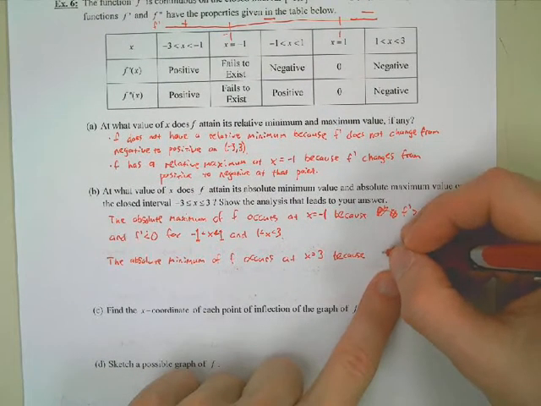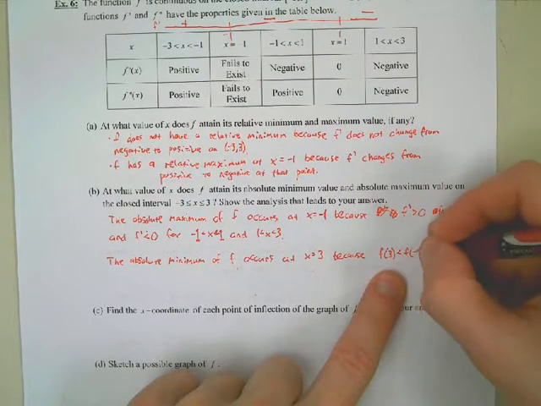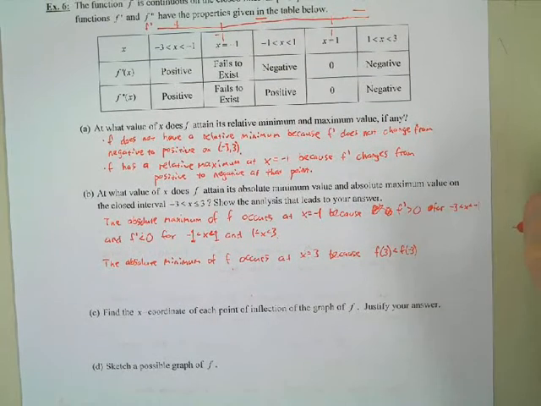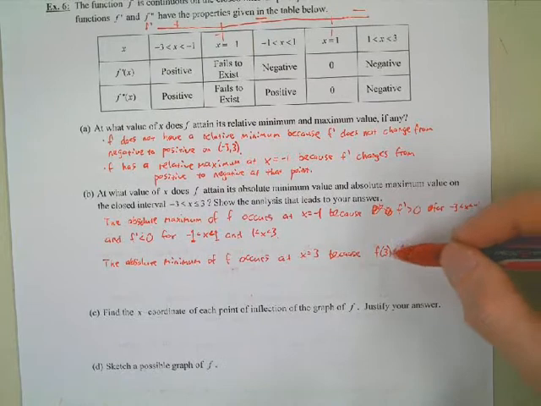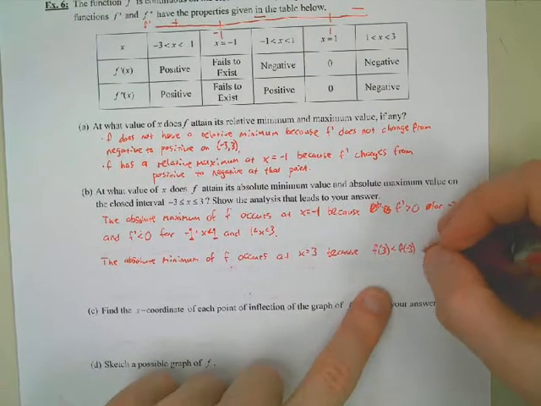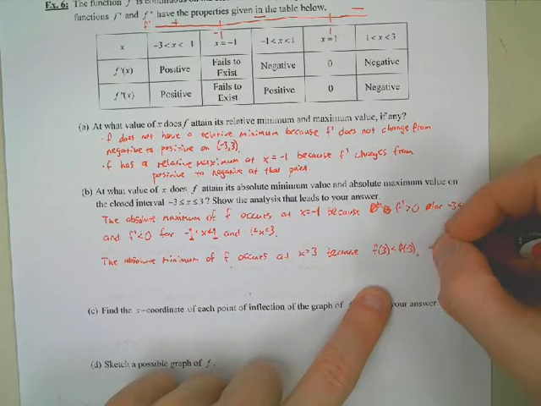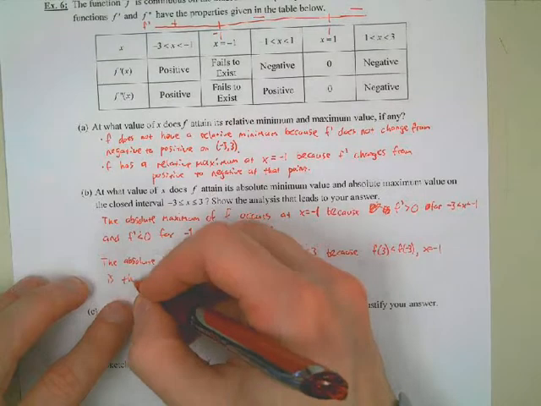f of 3, I'm going to go ahead and say, is less than f of -3. So I'm just stating that f of 3 is less than f of -3. It's smaller, so that throws out -3 as a possibility. X equals -1 is the absolute maximum. We just said that, so it can't be x equals -1.